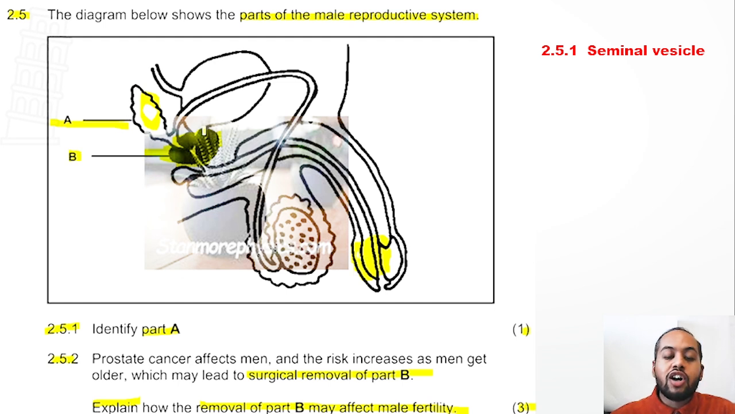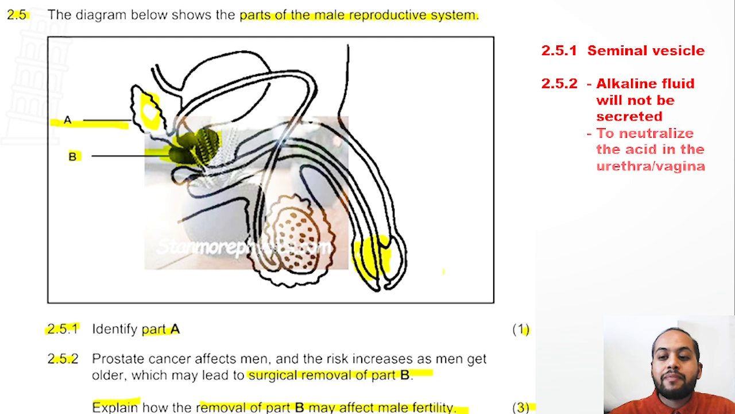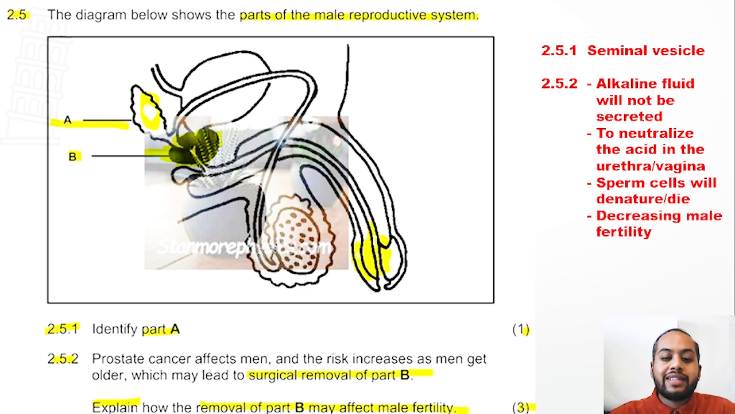If the prostate gland cannot release that alkaline medium, you won't be protected from the low pH conditions at the urethra as well as in the vagina. So sperm cells will die out and therefore it will decrease your fertility. So for 2.5.2, the alkaline fluid that's normally released by the prostate gland will not be secreted. It will not be secreted, therefore it cannot neutralize the acid in the urethra, and this acid is specifically referring to that low pH conditions. Sperm cells will denature and die out, and it will decrease your male fertility. 3 marks for 2.5.2.